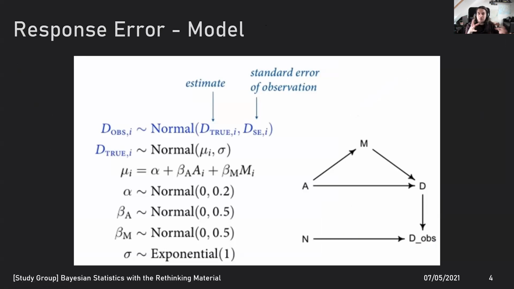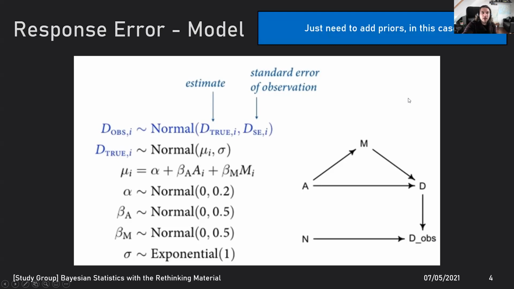In mathematical notation, our model ends up looking like this, where now we have our observed divorce rate that we are trying to understand. This follows a normal distribution that is centered on the true divorce rate, which we don't know, but we know that the true divorce rate itself, at least according to our DAG, follows a normal distribution centered on mu, with mu being a product of age at marriage and our marriage rate. So we simply shifted what we're modeling from true divorce rate to observed divorce rate. That's all we've done here.